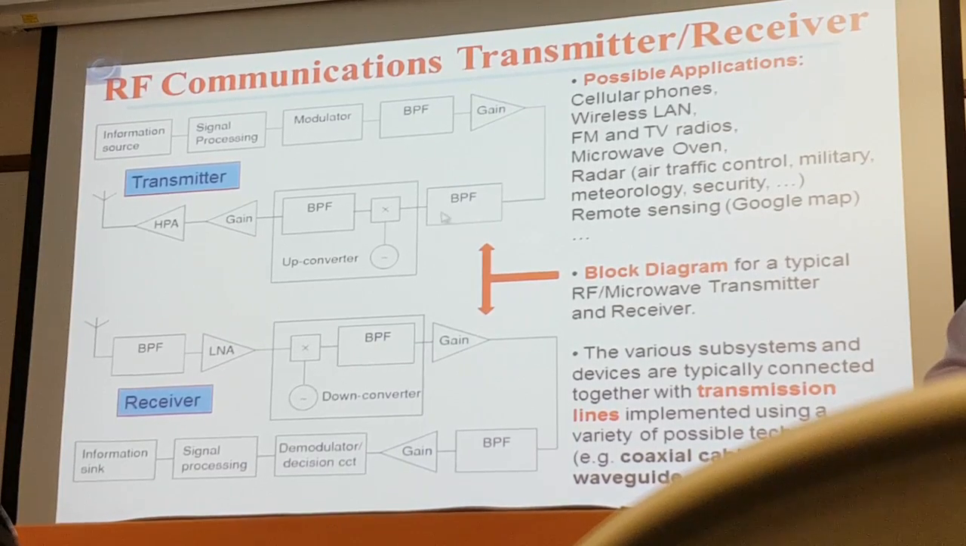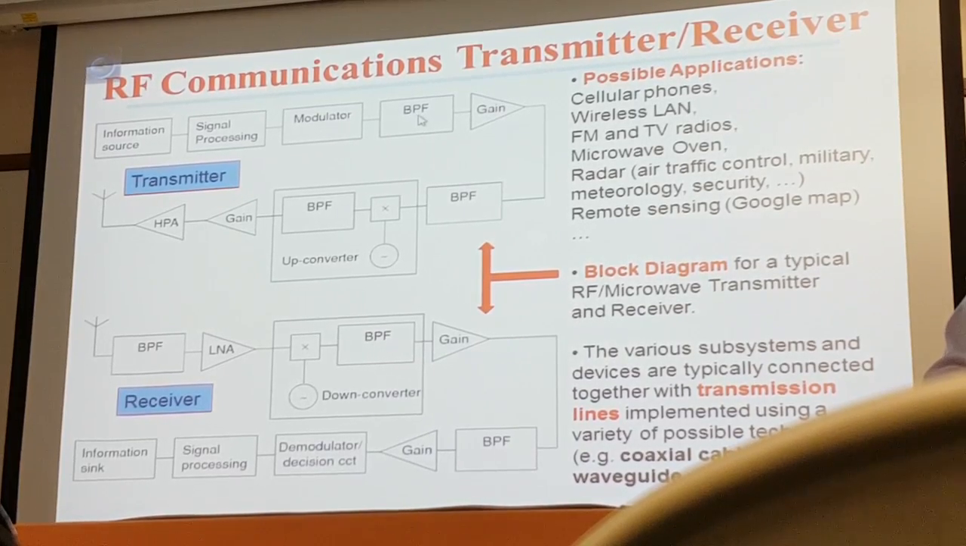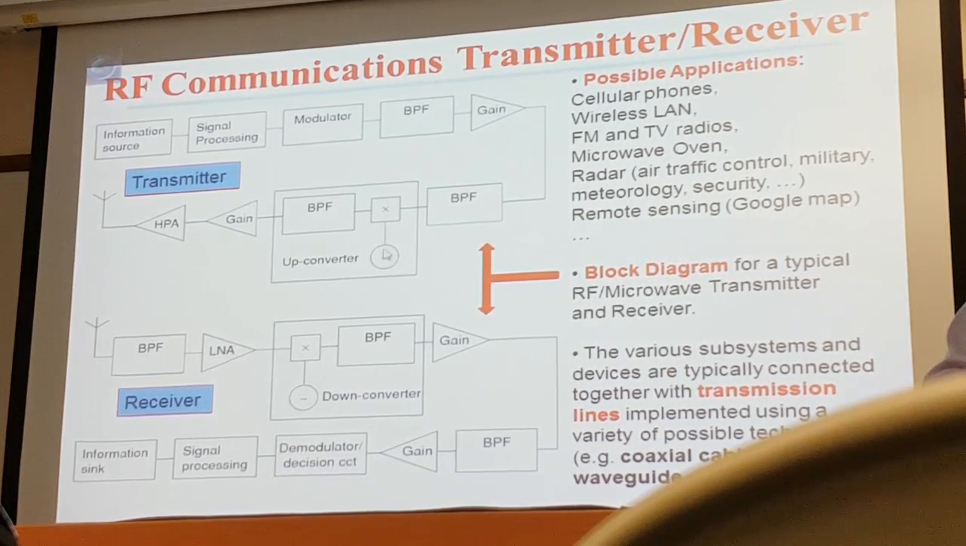So the amplifier here. Notice there are a number of filters. This BPS is a bandpass filter, which actually suppresses the interference. This one is a mixer. This is a local oscillator, also a mixer. This oscillator is used to generate the carrier frequency, for instance, 2.4 gigahertz.